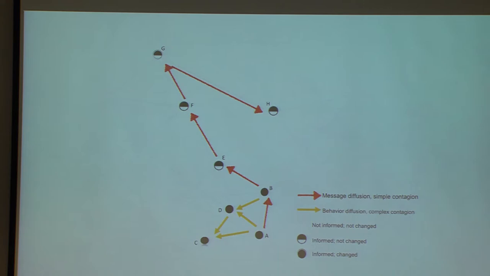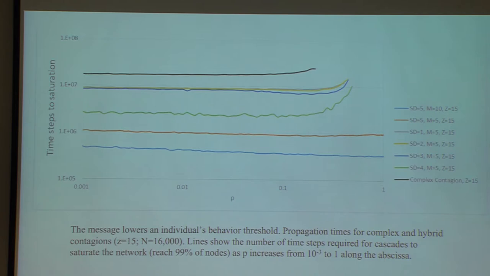So I did some explorations of the different effects of messages, to see at what persuasive levels the messages can actually change the complex contagion process into a simple contagion process, making the behavior diffusion much faster in random networks. So this is just an example showing the different messages that I explored in the space.